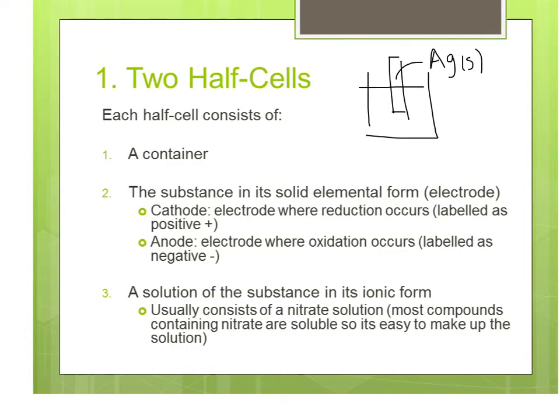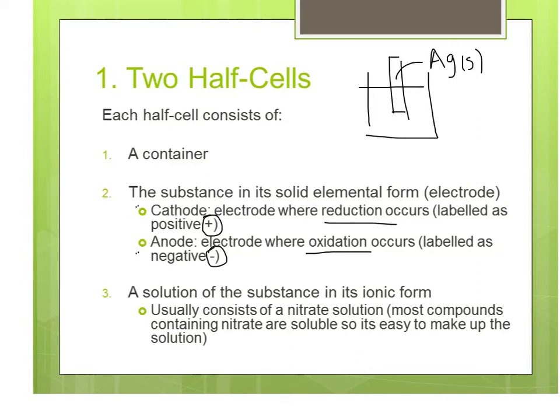Now, these electrodes can either be positively charged or negatively charged, and we'll come back to this when we come to setting up the cell. The electrode where reduction occurs is known as our cathode, and that is labeled with a positive sign. Our anode is the electrode where oxidation occurs, and that is given a negative sign.